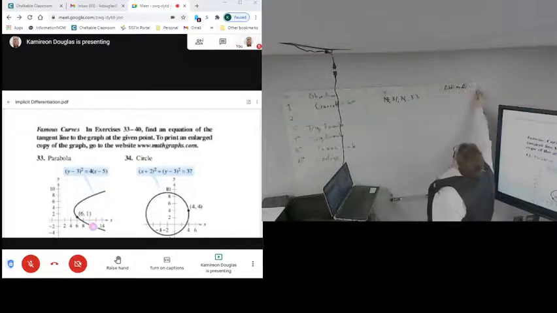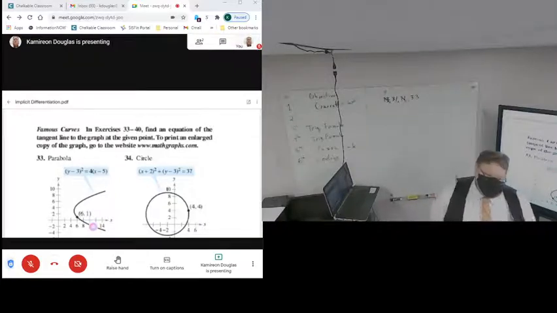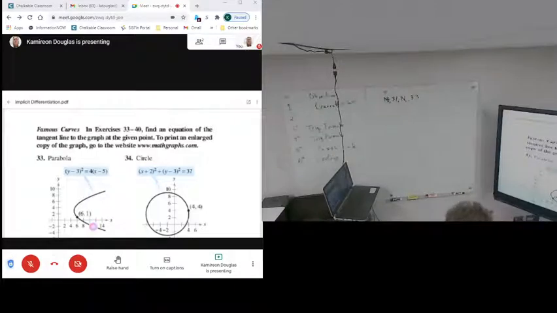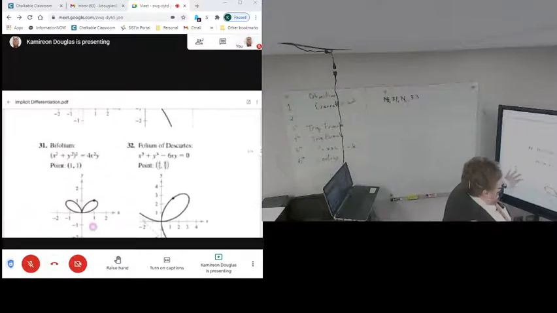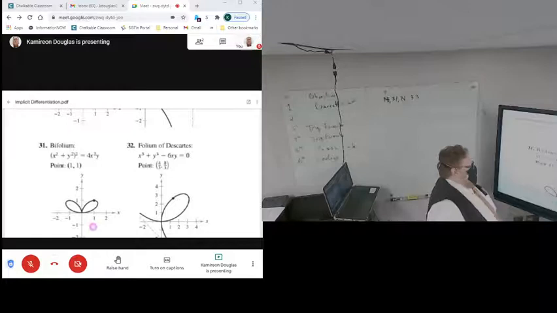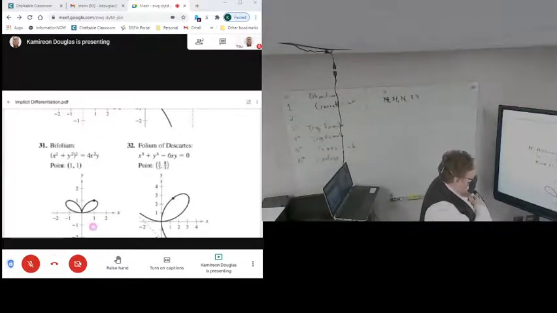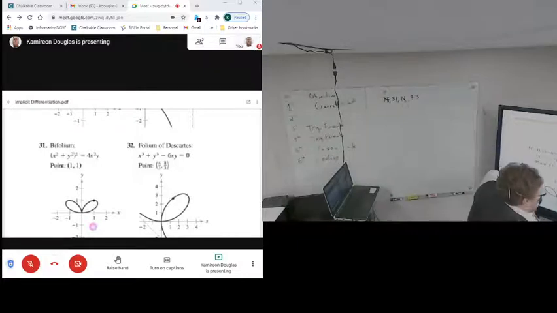You'll notice that some of these are named equations. Like the bifolium is a named equation, the witch of Agnesi is a named equation. Like, what did you just say? Volume of this. Descartes. Oh. You got hurt. I don't need a heart attack this early in life.